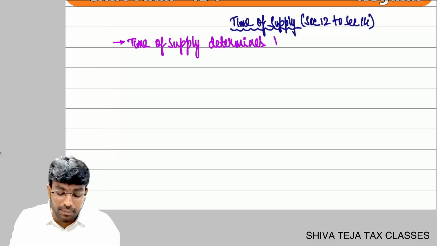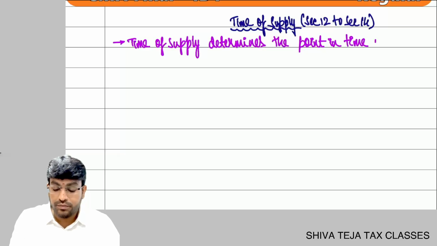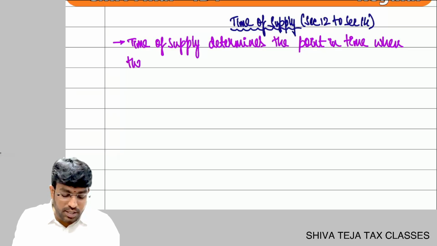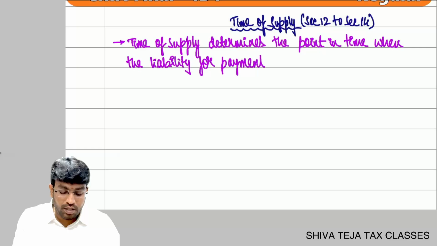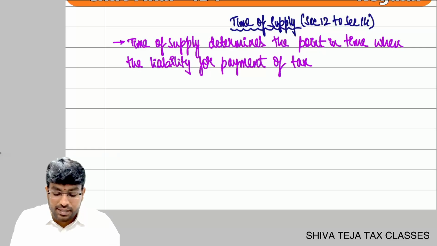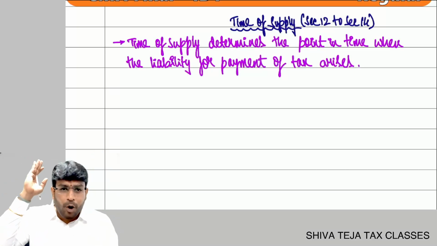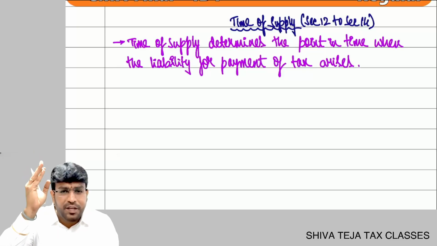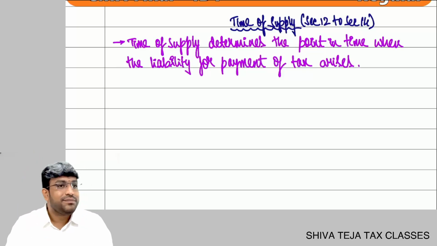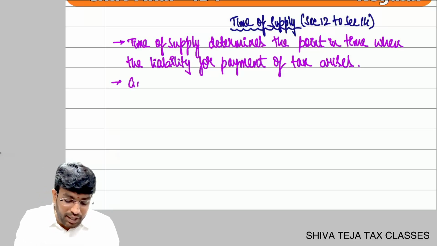the point in time when the liability for payment of tax arises. Very, very interesting line. Time of supply determines the point in time when the liability for payment of tax arises. Clear, my dear friends? Yes, sir. Next point.